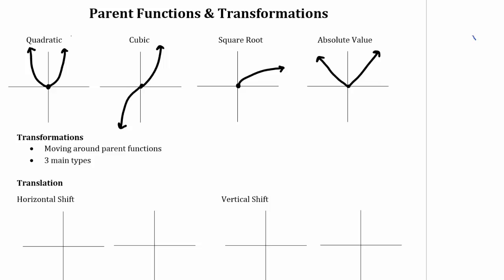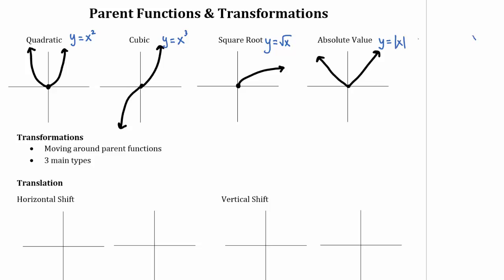So the first is quadratic. So that's in the form y equals x squared. Cubic, that's in the form y equals x to the third. Square root would be y equals the square root of x. And absolute value is absolute value of x.